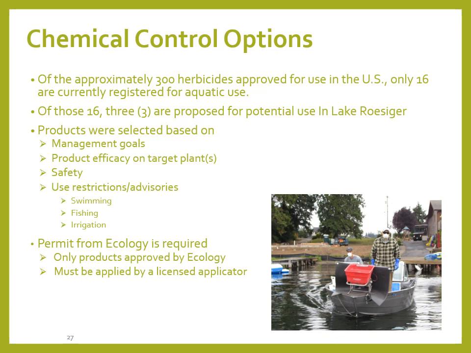Moving on to chemical control options. Of the approximately 300 herbicides that are approved for use in the United States, only 16 are currently registered for aquatic use. Of those 16, 3 are proposed for potential use in Lake Roesiger. The products were selected based on a number of factors, including the management goal for the particular target species, the product's efficacy on that target species, the safety of the product on human and environmental health, and any Ecology-imposed use restrictions above those on the product label, including swimming, fishing, or irrigation.